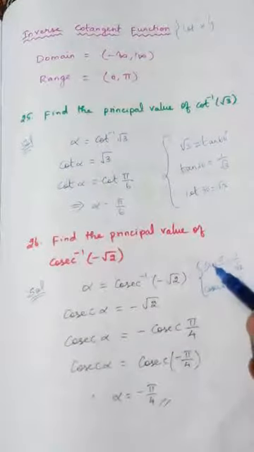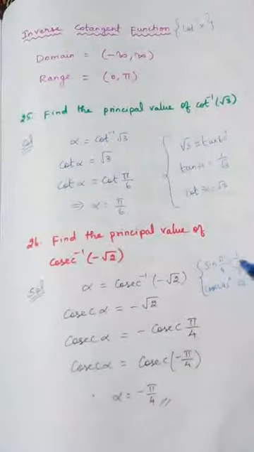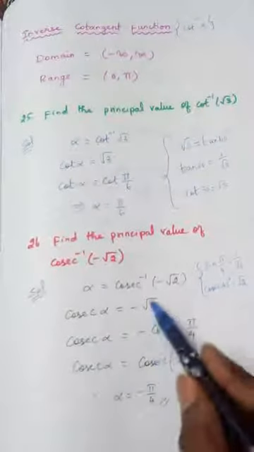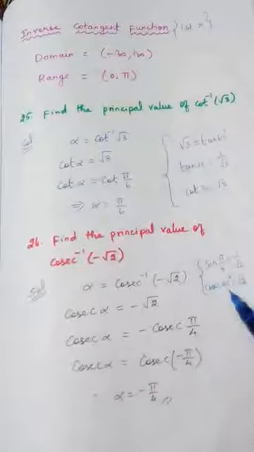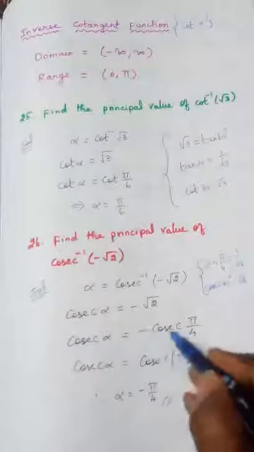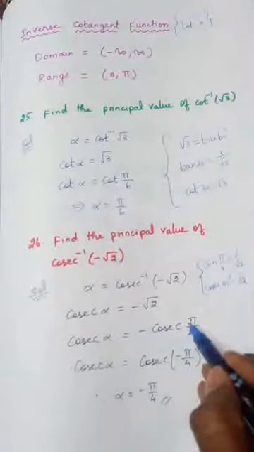Sine 45, sine and cosecant are reciprocal. So sine 45 is 1 by root 2 means cosecant 45 is root 2. So what I am writing is cosecant alpha is equal to minus, in place of writing root 2, I am writing cosecant 45. 45 is written as pi by 4.